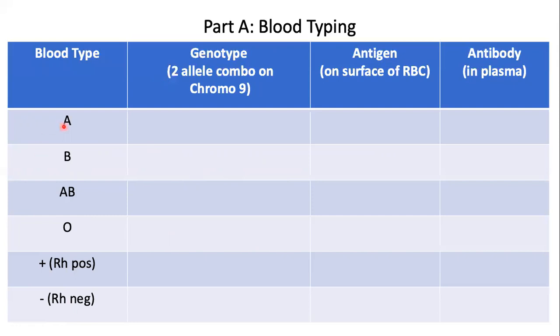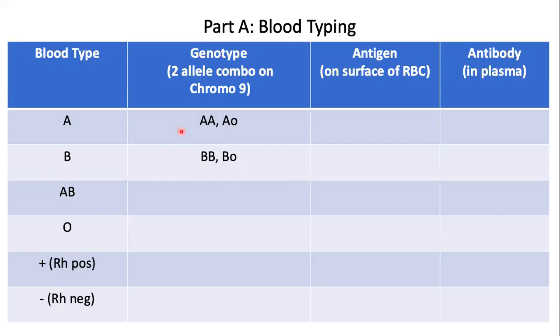If we have blood type A, what two alleles could we have on chromosome 9? We could have an A from mom and an A from dad, or we could have an A from mom and an O from dad, right? If we have two A's, that's going to give us blood type A. If we have an A and an O, remember A is dominant over O and O is recessive, so we're going to display A on the surface of our red blood cells. Okay, what do you think for B? So fill it in.